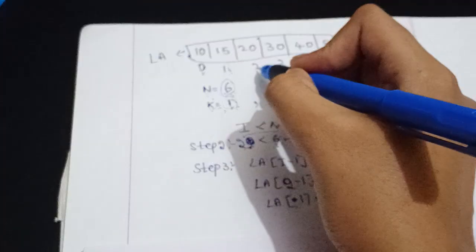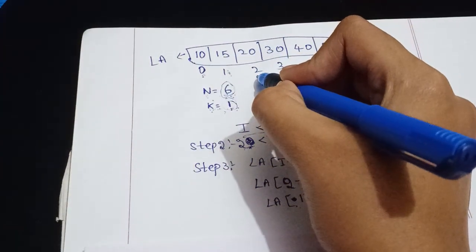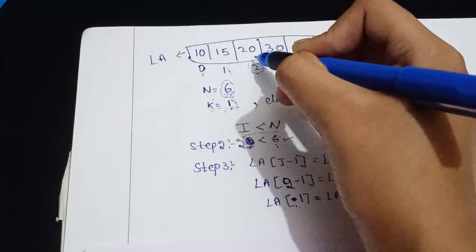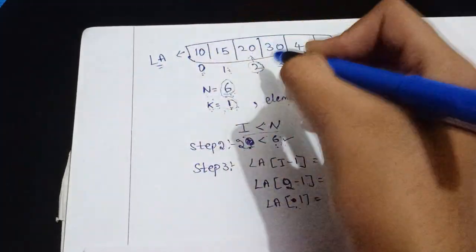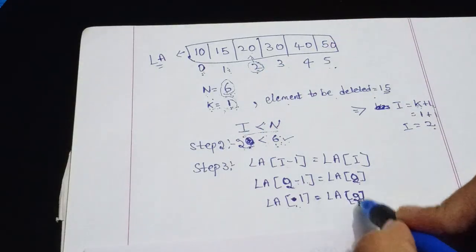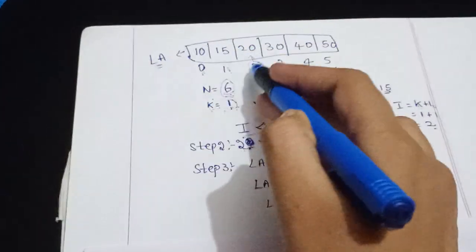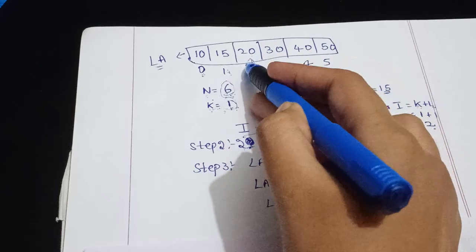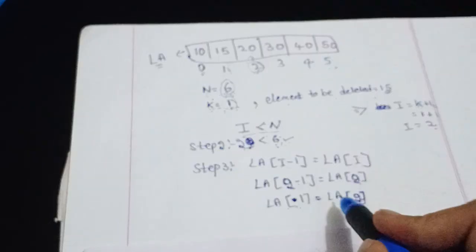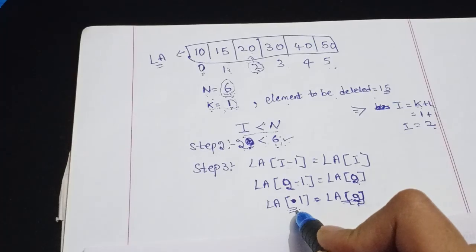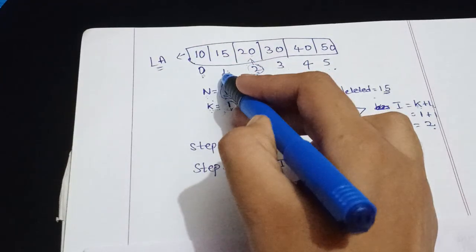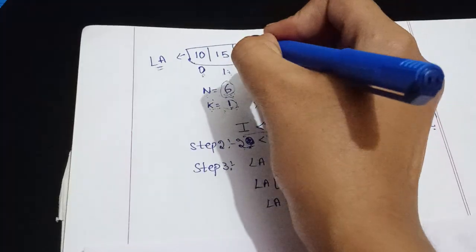So LA[2] here, what is there? LA is nothing but the array name, and inside the index they have given 2. In this LA[2], in position 2, what element do we have? 20. They are saying please move this value to this position, that is LA[1]. So in this LA[1] I need to move this 20 here.